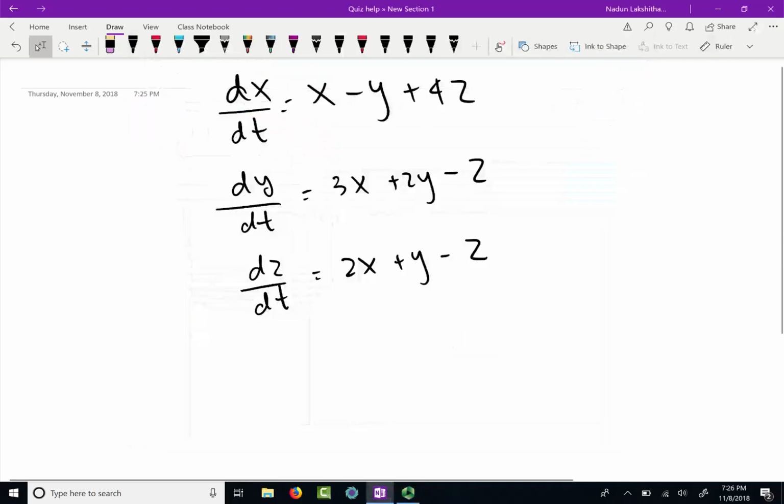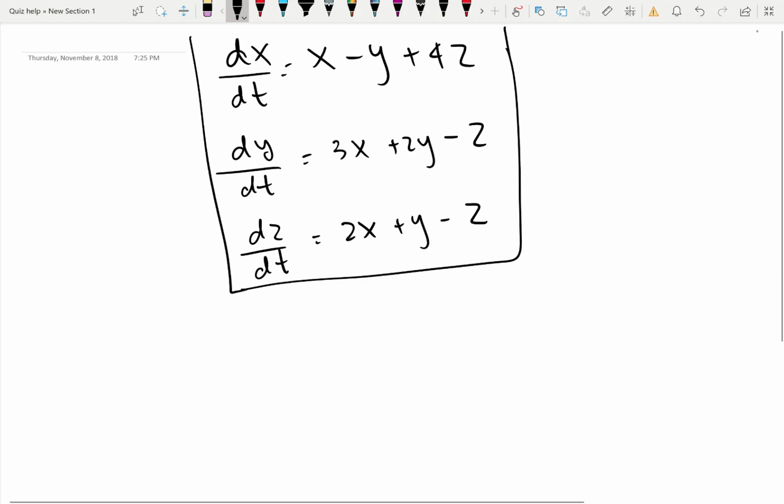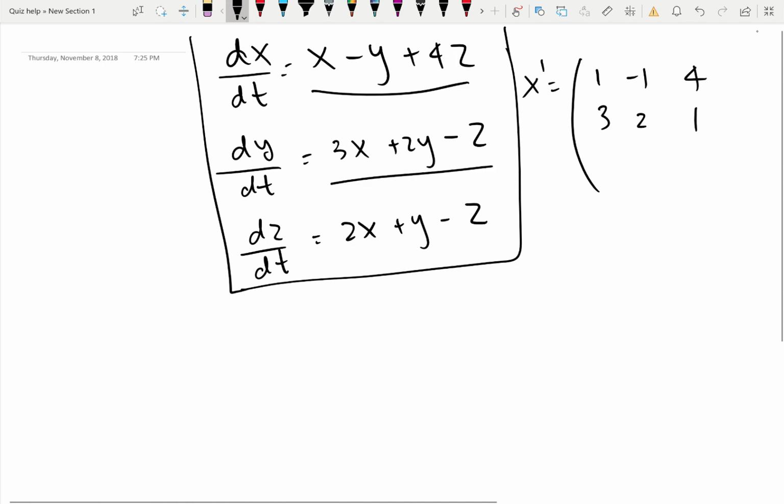Alright, so let me solve example 8 in the notes. If we have the system of differential equations, let's write the matrix form. So x prime is equal to A, which is [1, -1, 4], then [3, 2, 1] from the second equation, and [2, 1, -1] from the third equation, times x. So that's the matrix form, right?